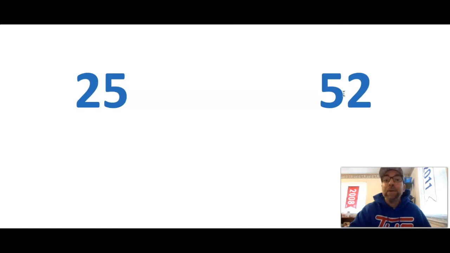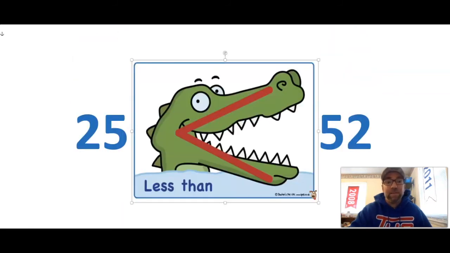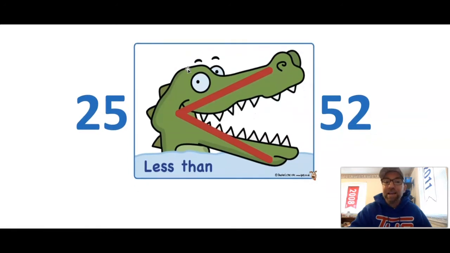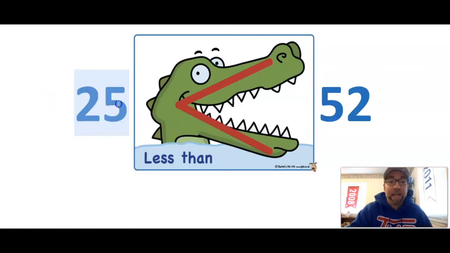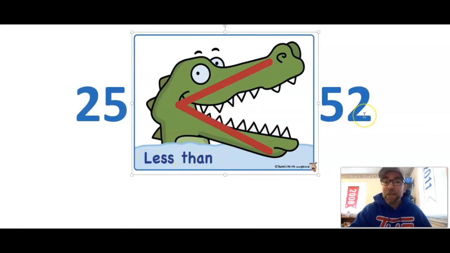Well, the bigger number is the number 52. So, look at that. I have my alligator eating the bigger number. And if I wanted to read this, it would be 25 is less than 52.